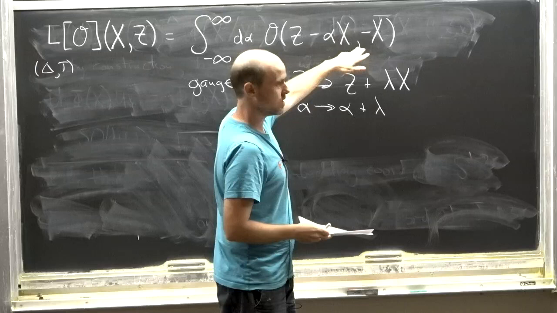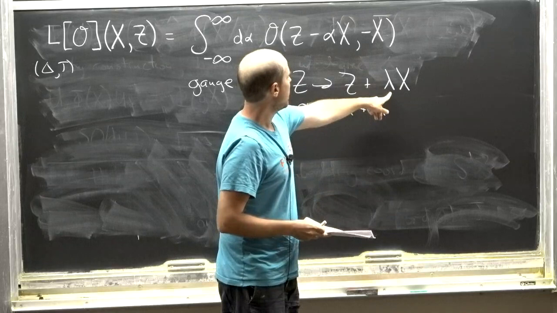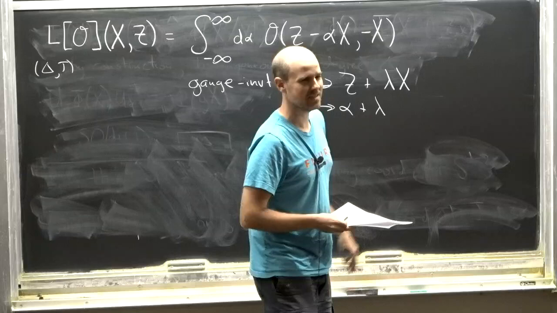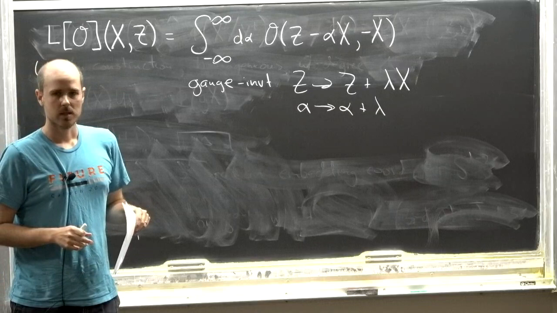Yes? Is lambda all the time? Here, yeah, lambda can be, let's say lambda is real here, but it has to be true for any real number. Yeah, good question. I think I understand your question now. Yeah, let's say lambda has to be real. Other questions? Yeah.